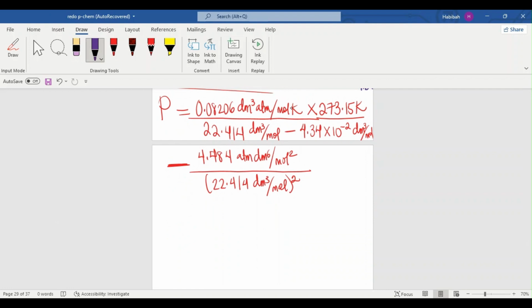So now all we have to do is simply cancel out whatever we can. We have per mole Kelvin here and we have Kelvin, so the Kelvin can cancel out. So we've successfully canceled that out. So we're just simplifying as best we can. So next we have pressure is equal to 0.08206 times 273.15. When you do the calculation, you end up getting 22.41469, and then of course we have atmosphere dm cube per mole, okay?